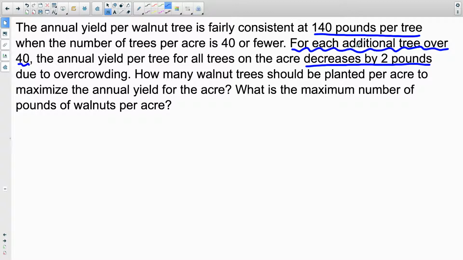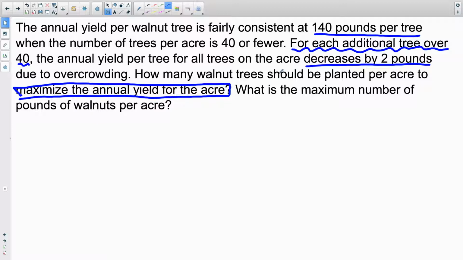So it's kind of backwards how we look at this, but the number of walnuts produced is lower because of overcrowding. Okay. How many walnut trees should be planted per acre to, and here's the key, maximize the annual yield for the acre. This is what we are maximizing. And what is the maximum number of pounds of walnuts per acre?